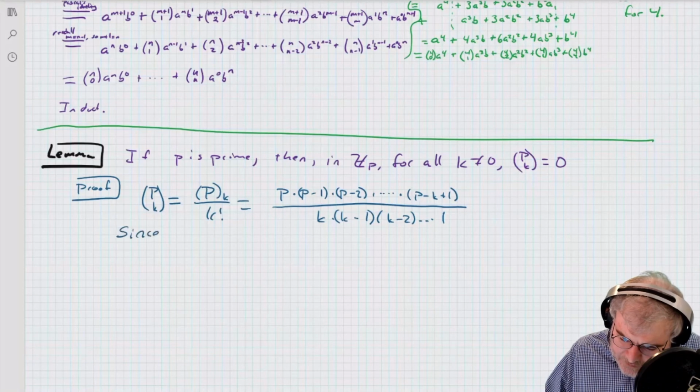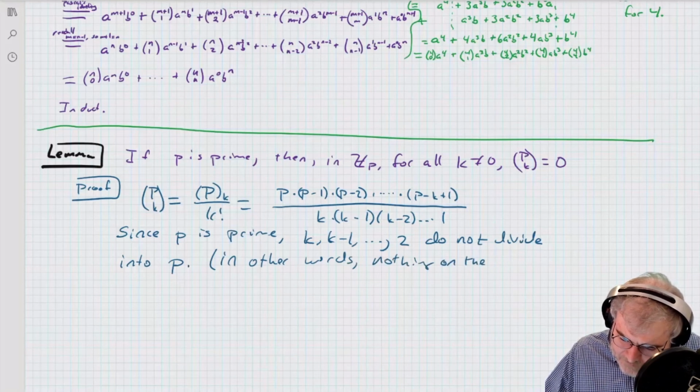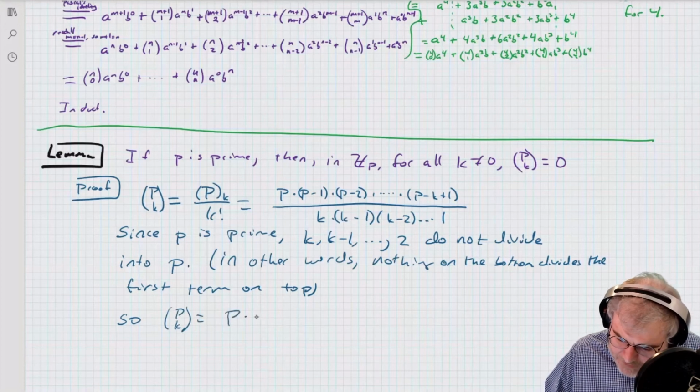Well, since P is prime, k minus 1, 2, do not divide into P. In other words, nothing on the bottom divides the first term on top. So P falling k equals P times some integer.